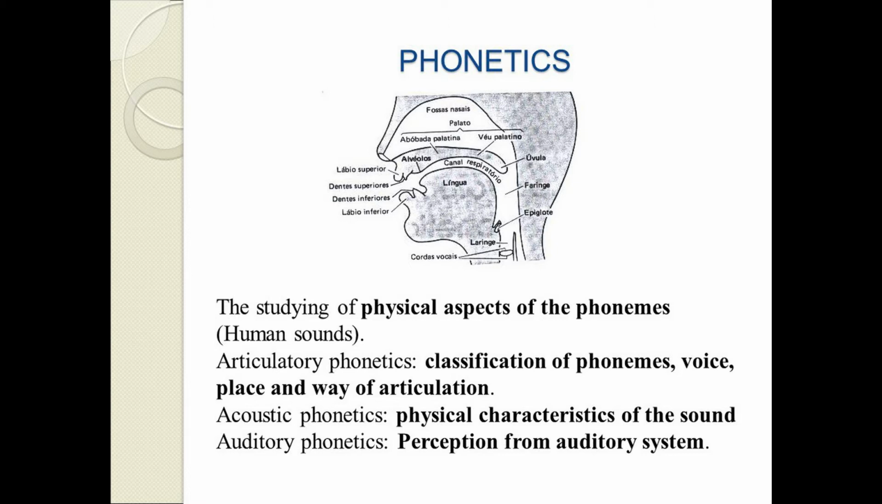So you have articulatory phonetics, which is the classification of the phonemes, voice, place, and the way of articulation, right? So if it's a vowel or consonant, if it's high, low, if it touches the teeth or doesn't touch, and the way of articulation. Because the way you articulate a phoneme can change the sound, and this sound can make a change in the meaning of what you say, right?